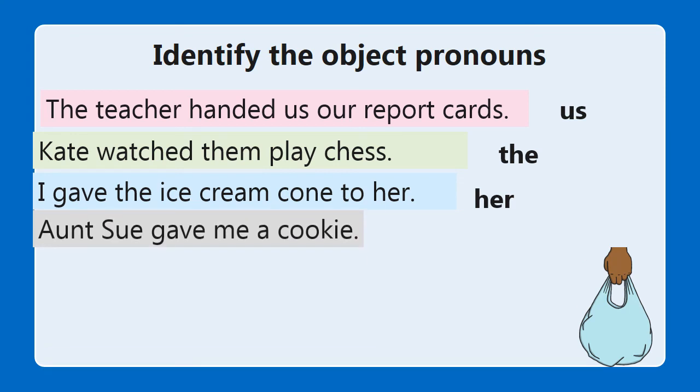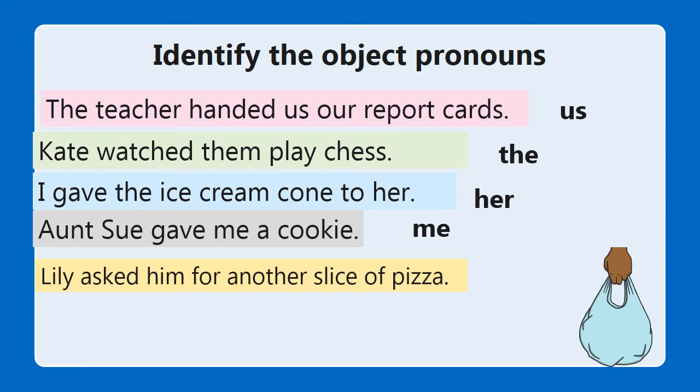Let's look at this sentence. Aunt Sue gave me a cookie. What is the verb in the sentence? That's right, gave. So all the words from gave to the end is the predicate part of the sentence. Me, therefore, is the object pronoun.